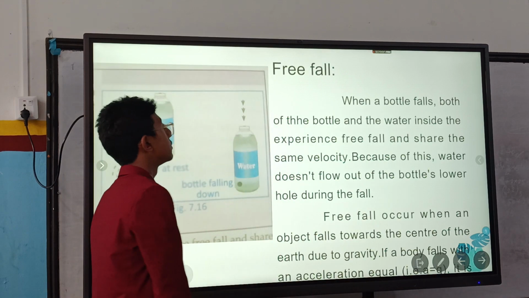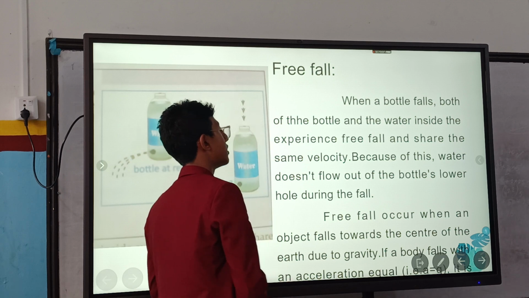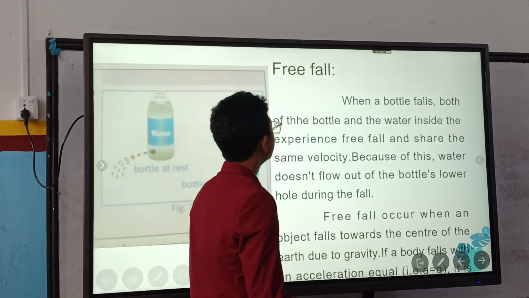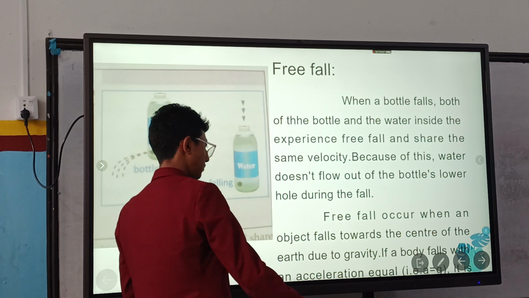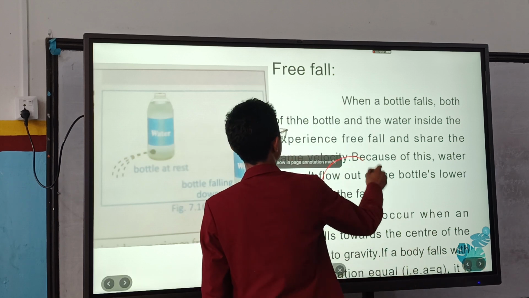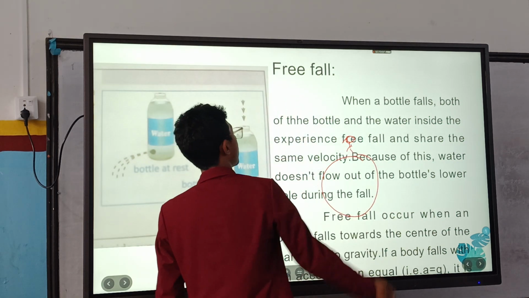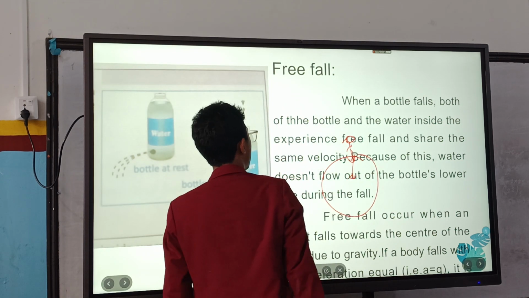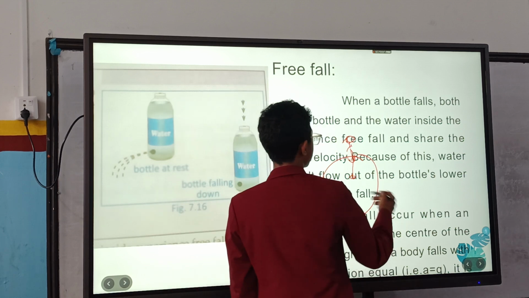Free fall. When a body falls freely toward the center of the earth under the influence of gravity, this is known as free fall. It is due to acceleration due to gravity.